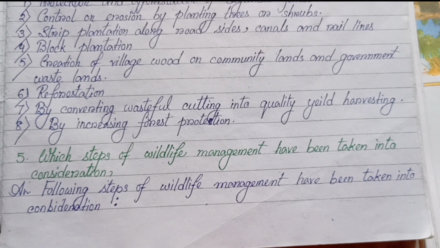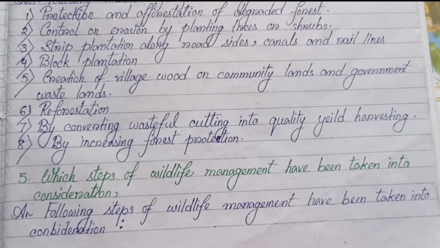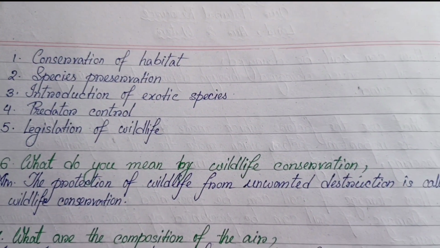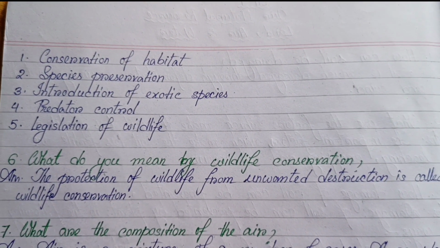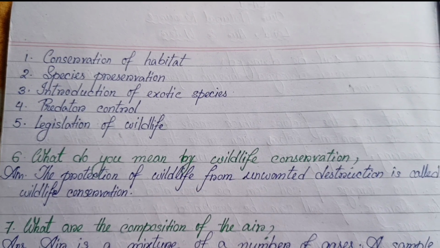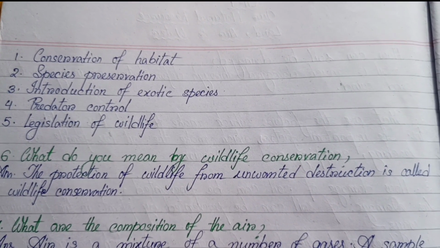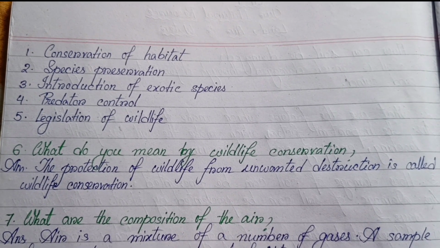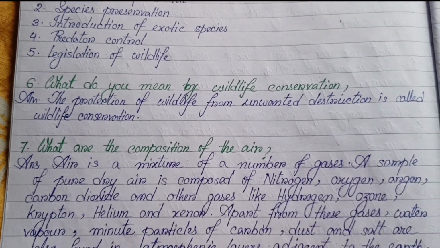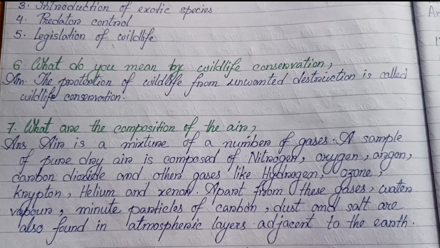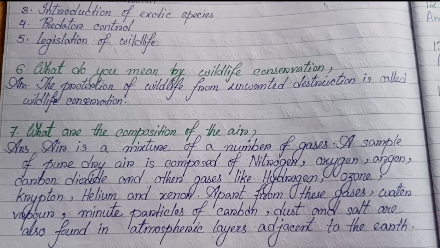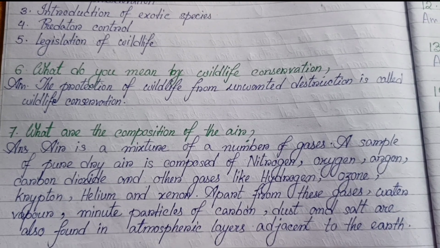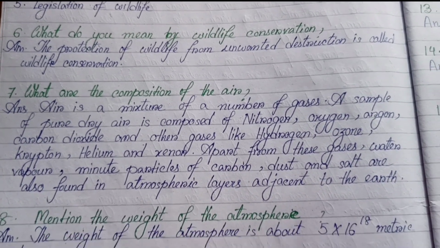The following steps of wildlife management have been taken into consideration. Number 1, conservation of habitat. Number 2, species preservation. Number 3, introduction of exotic species. Number 4, predator control. Number 5, legislation of wildlife. Number 6, what do you mean by wildlife conservation? The protection of wildlife from unwanted destruction is called wildlife conservation.